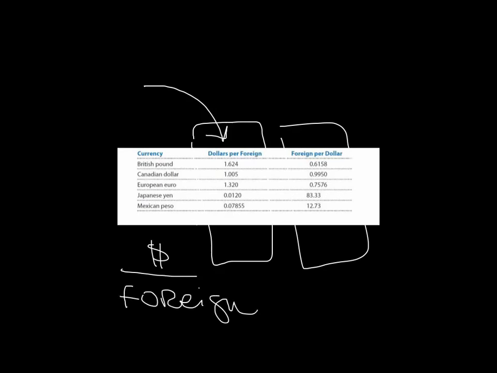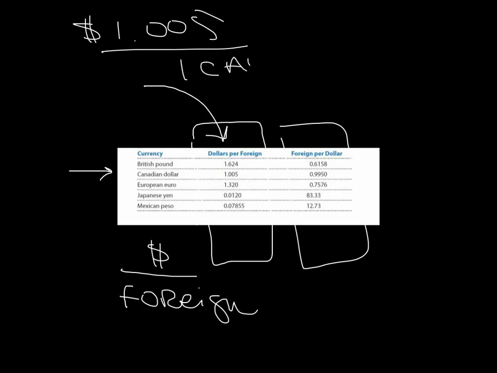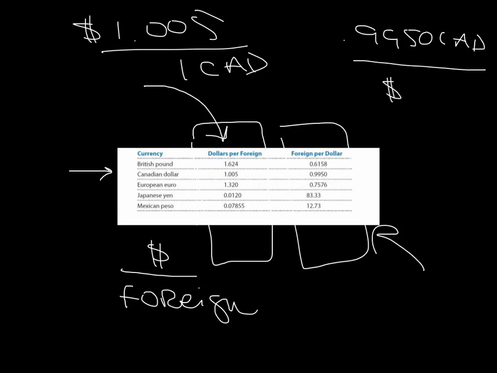So that means that this chart, if I'm looking at Canadian dollars, it means $1.005 per one foreign, like this. And that's abbreviated CAD for Canadian dollars. On this side, if I'm looking at Canadian dollars, it means foreign per dollar, so it would be 0.9950 Canadian dollars per $1. So it tells you what you've got on the top and the way that you're using this.